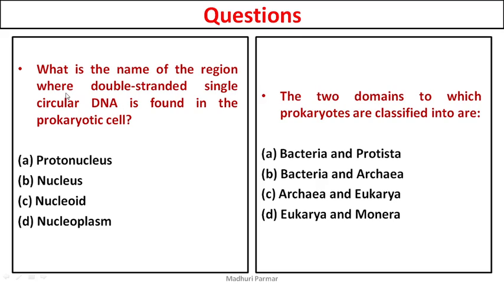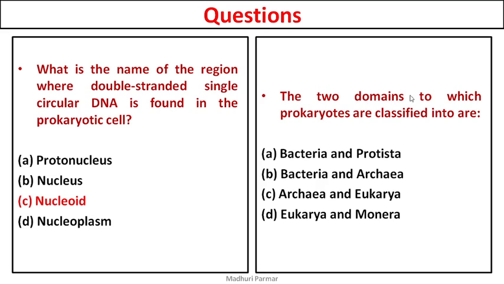What is the name of region where double-stranded single circular DNA is found in prokaryotic cell? The answer is nucleoid. Nucleoid is the region where you find bacterial or prokaryotic DNA in the cell.